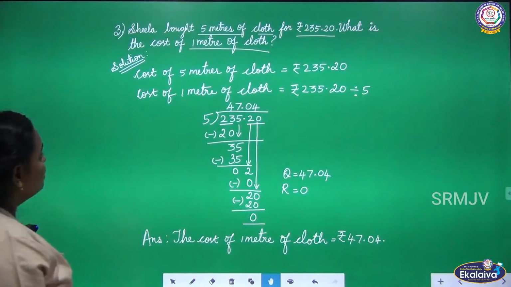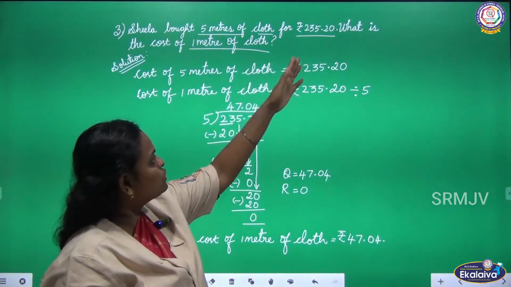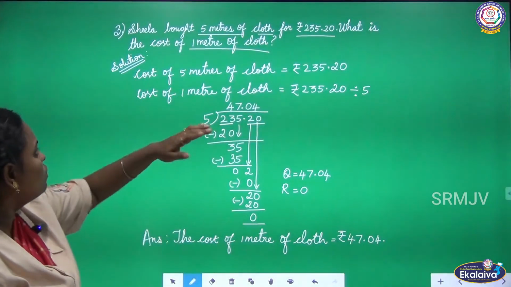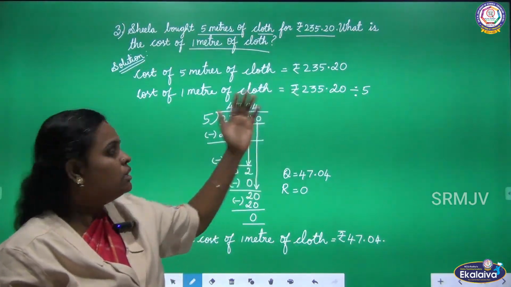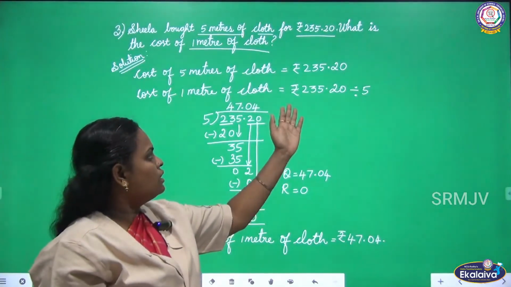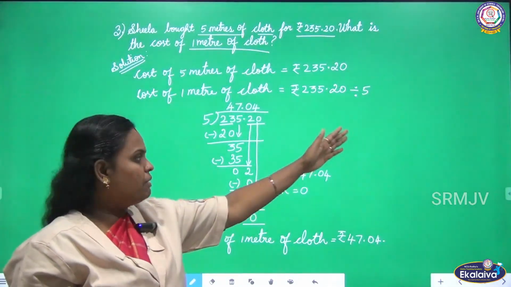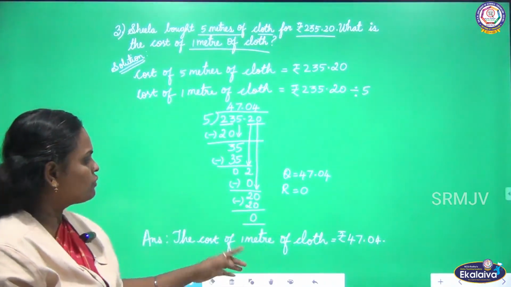So listen children now. Sheila bought 5 meters of cloth, rupees 235 rupees 20 paise. What is the cost of 1 meter of cloth? So you have to write cost of 5 meter of cloth. So cost of 1 meter of cloth, how will you find out? So if you divide 235 rupees 20 paise divided by 5, then you will get the answer, that is cost of 1 meter of cloth.